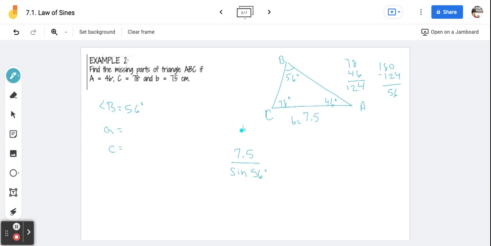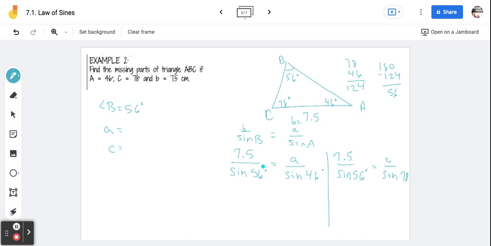Maybe I should write this out. B over sine of angle B equals. It depends if I want to find A or C first. Doesn't matter. I'll do A first. So equals A, which is what I'm trying to find, over the sine of angle A, which I know is 46 degrees. And then I'll work that out in a minute. And the other one, I'm going to do 7.5 is to the sine of 56 as C is to the sine of 78.